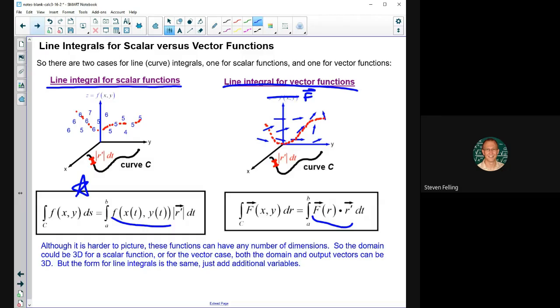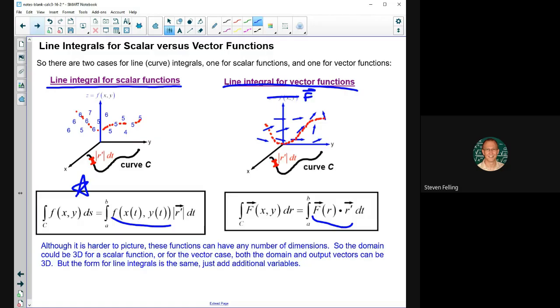Now, although it's much harder to picture, in this case I've just drawn situations where you have a 2D domain. You can actually have any number of input variables. So you could have a 3D domain, you could even have a 4 or 5-dimensional domain. Of course, it gets really hard to picture at a certain point. So we'll do an example here in a second that has a 3D domain for this case.